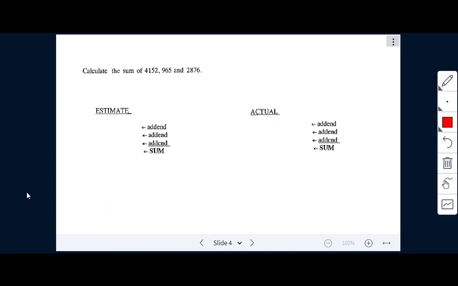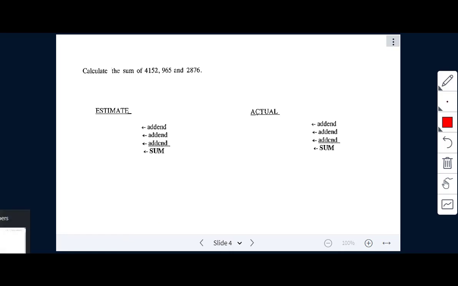All right, so in this example, when we're calculating the sum of 4,152, 965, and 2,876, each of those are called addends, and the solution or the answer is called the sum. All right, so please make sure you also know those terms in math as well. So let's take a look at our estimate.